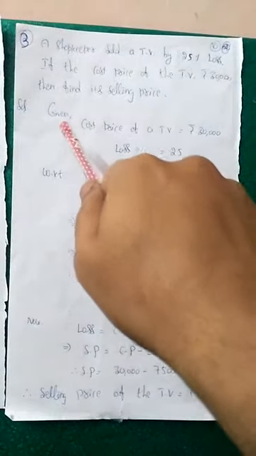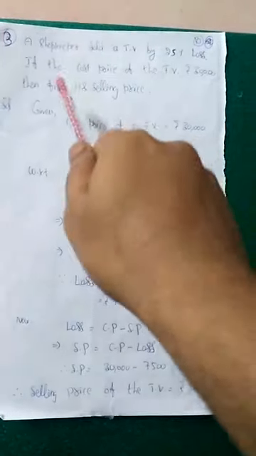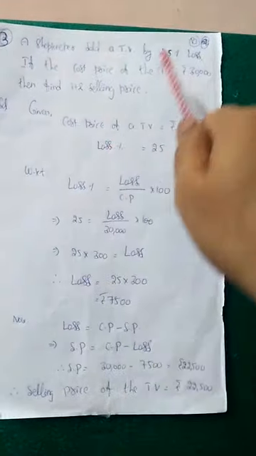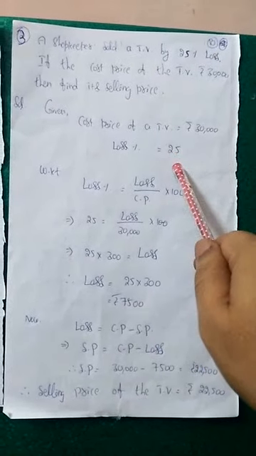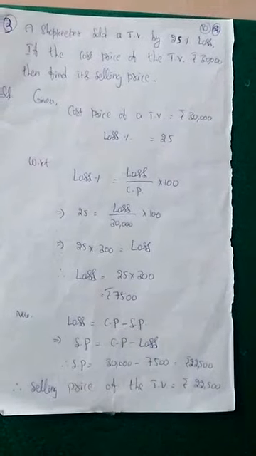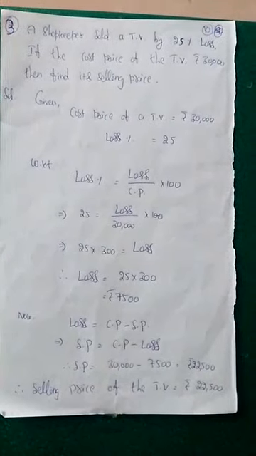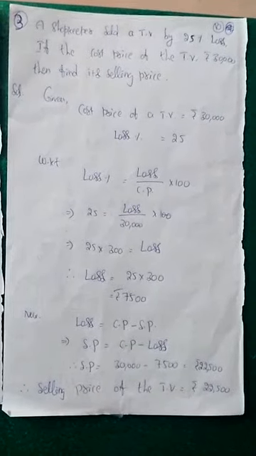Write down the given information first of all. Given cost price of television, how much? 30,000. And loss percentage, how much? 25. Loss percentage. And the relation between loss percent and cost price.